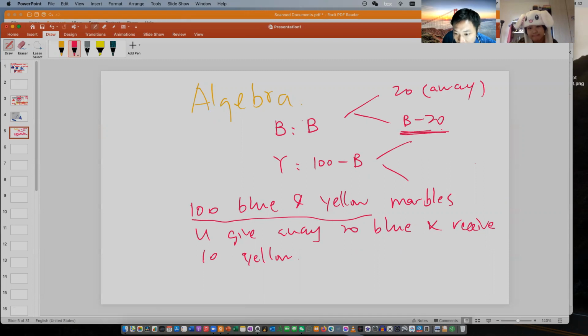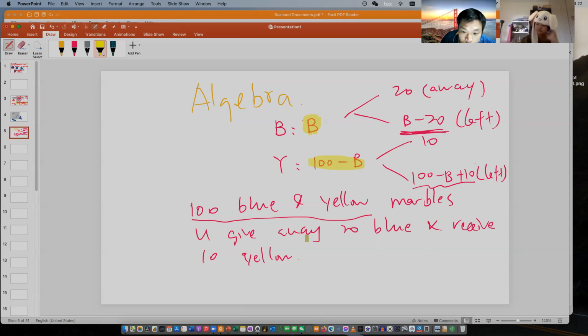Once again, the left always comes from the branch. And then 10 yellow marbles are received. So basically you have 10 here. So therefore 100 minus B plus 10 is left. So the left here always comes from the branch. Okay, so can you not see that we are using algebra here? We are actually using algebra. But I never emphasize, oh, this is algebra. As long as you use one of the letters from A to Z, you are using algebra.